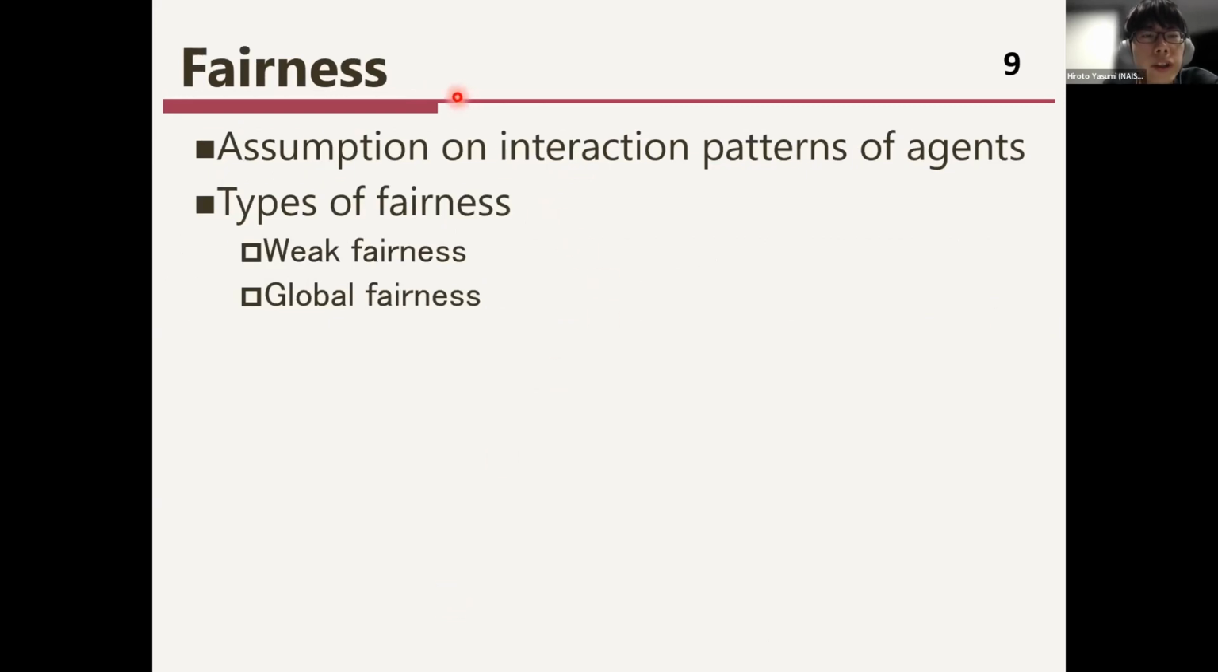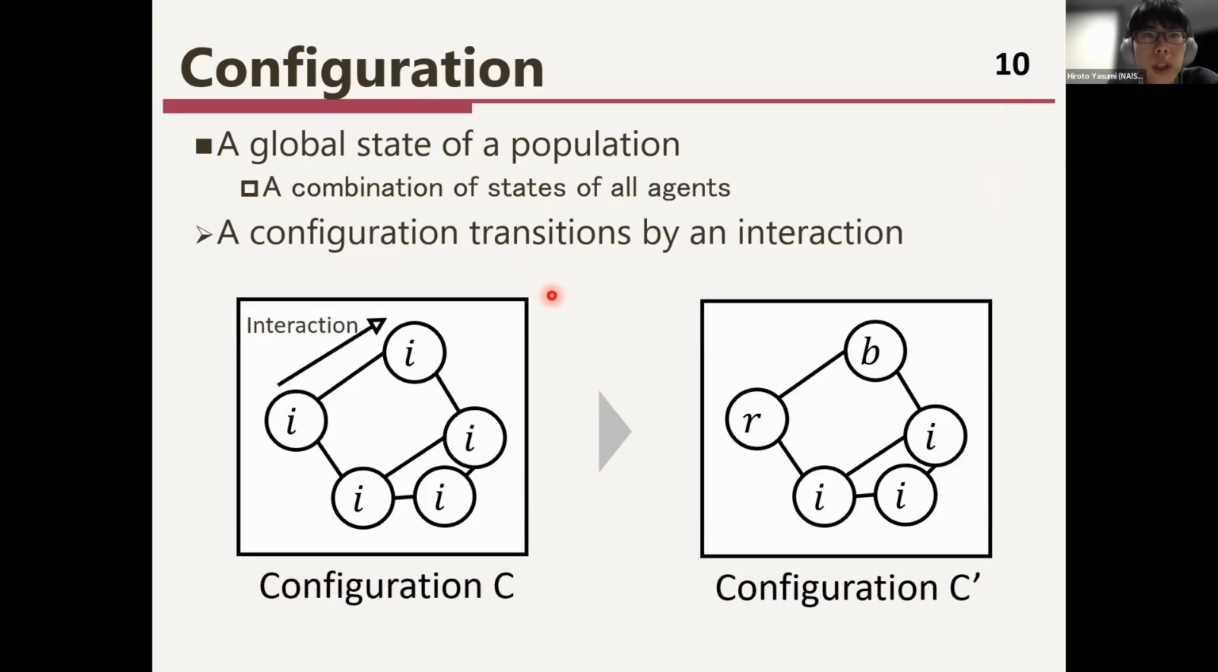First, I'll explain a fairness assumption. Fairness is an assumption of interaction patterns of agents. We consider two types of fairness. One is weak fairness. The other is global fairness. To explain fairness, first I explain a configuration. A configuration is a global state of a population. In other words, it is a combination of states of all agents. When two agents interact and states of agents transition, then a configuration also transitions.